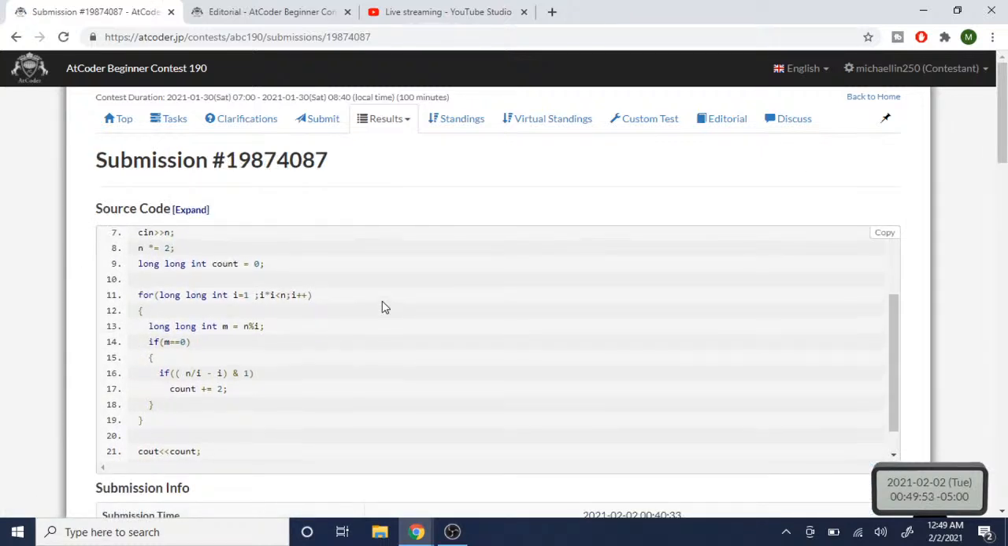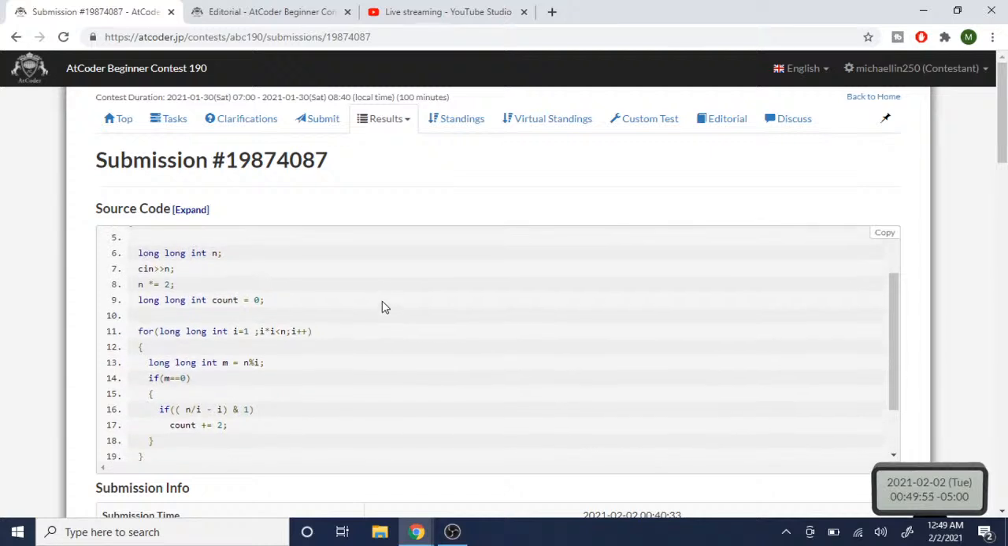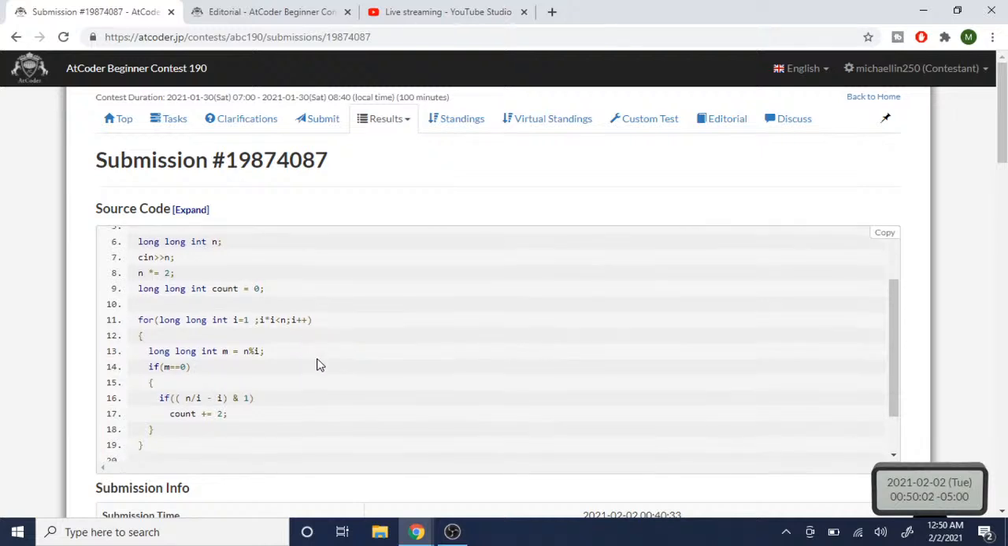i times i over 2. Multiply by 2, that makes sense. i times i over 2. i times i less than n. Okay. We mod by i. If it's divisible by it, right? If it's equal to 0. What?